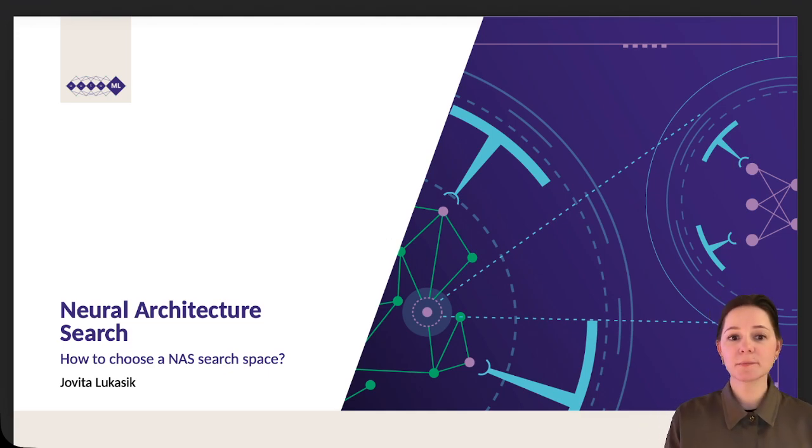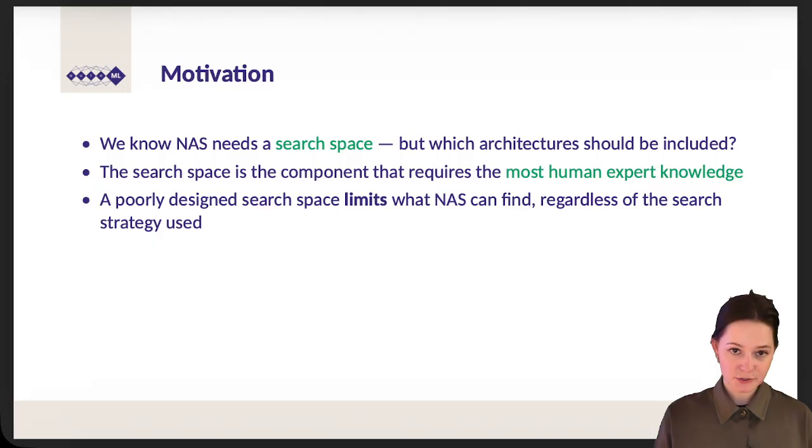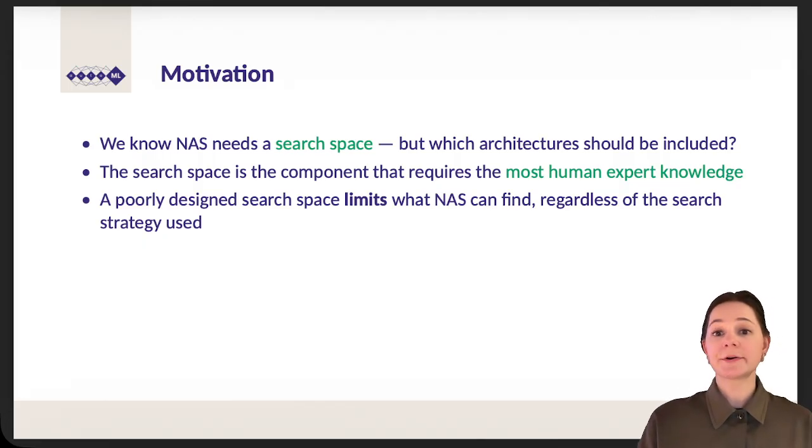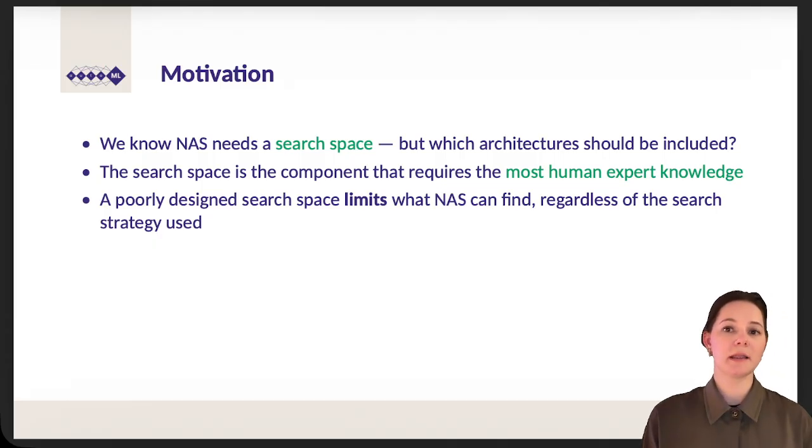Today we will talk about how to choose a NAS search space. We know now that NAS needs a search space to actually perform the search in, but which architectures should actually be included? The search space is the component that requires the most human expert knowledge. So how deep can a network be? How wide can a network be? What kind of operation layer types do I actually allow within the search space for our neural architecture?